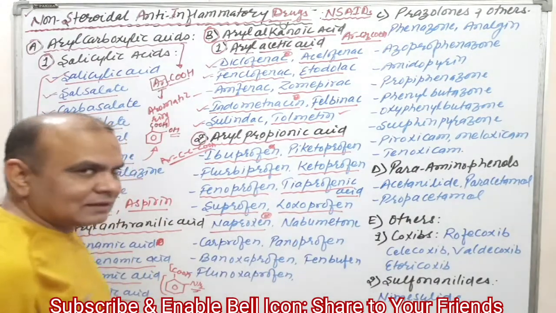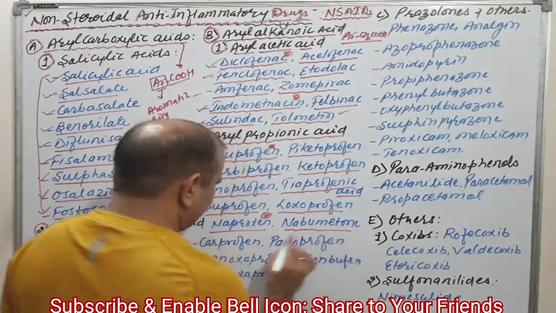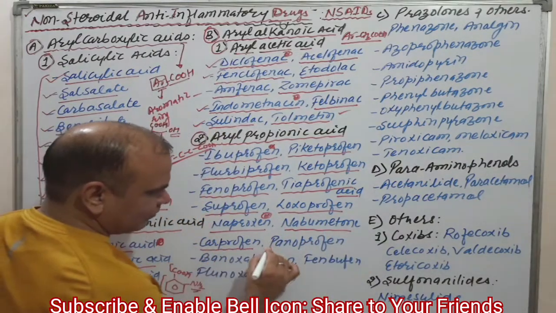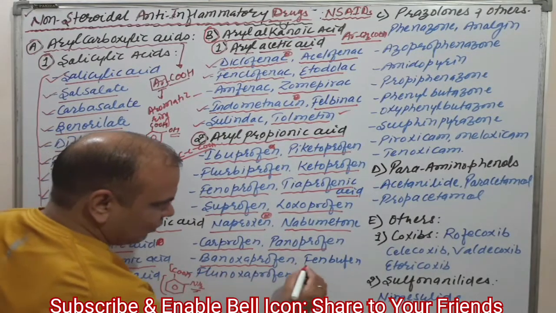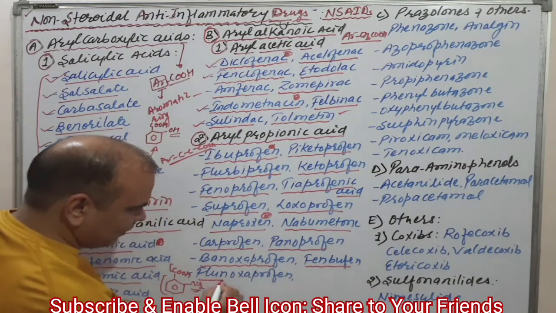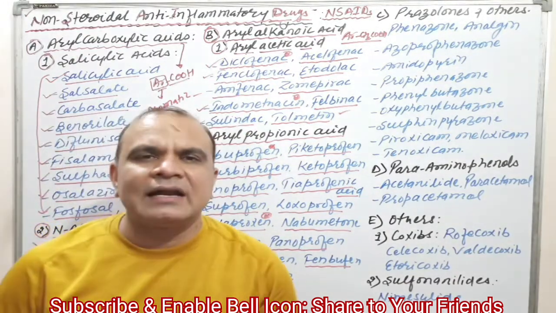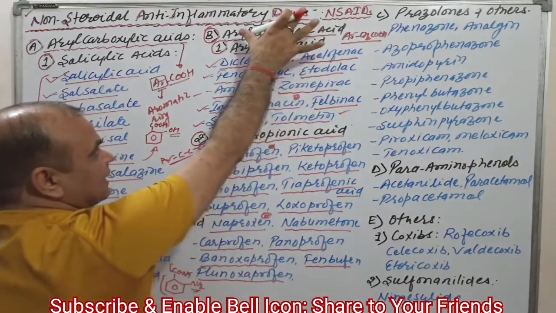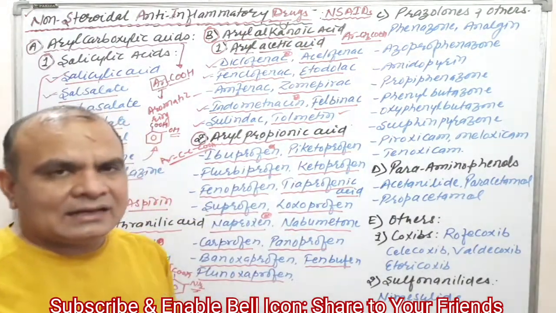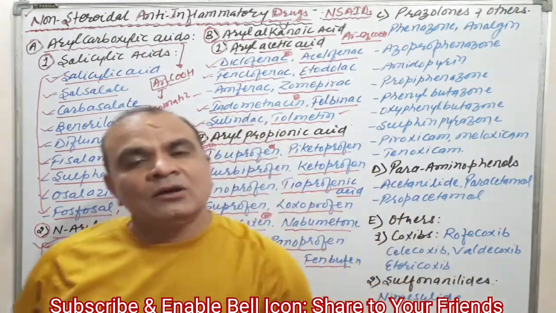Naproxen is one of the drugs that is generally used in migraine. Nabumetone, next one carprofen, fenbufen, benoxaprofen, and flunoxaprofen. These are all derivatives of aryl propionic acid. Okay, this is all about the aryl alkanoic acid. Aryl alkanoic acid has 2 categories, that is aryl acetic acid and aryl propionic acid.